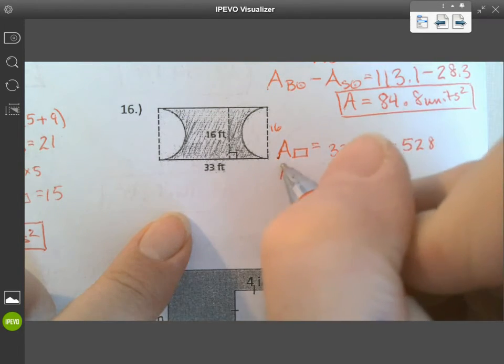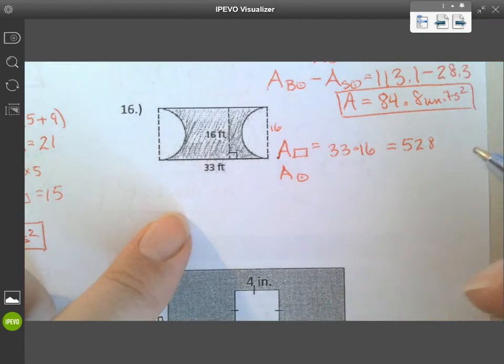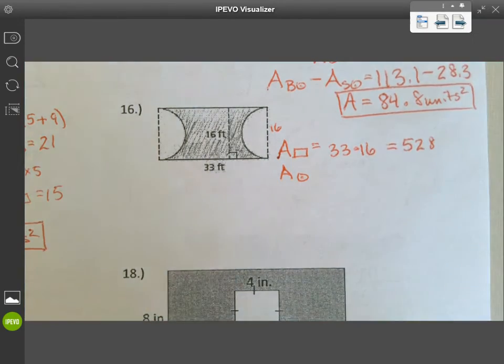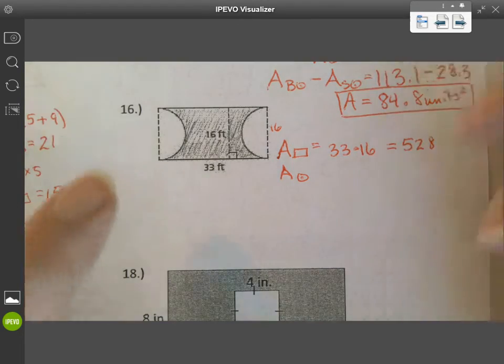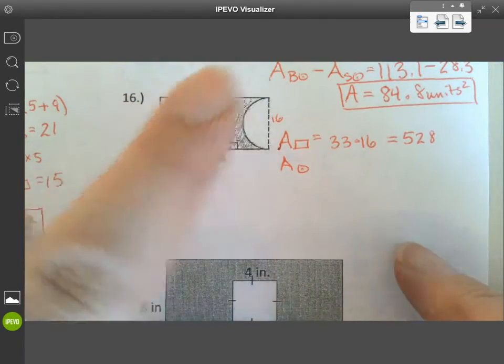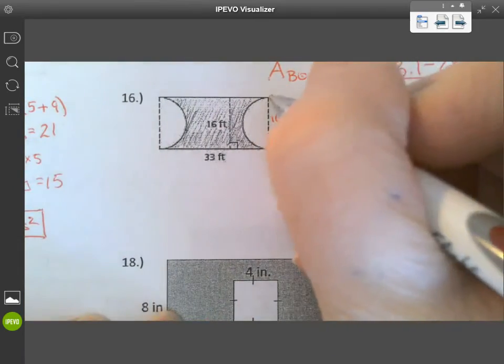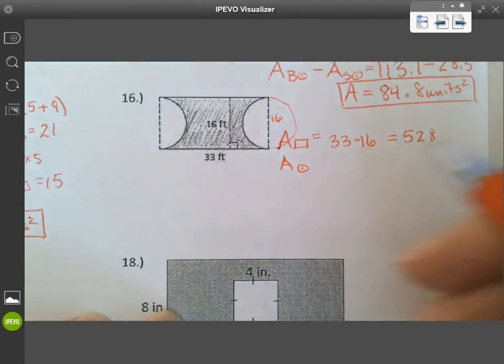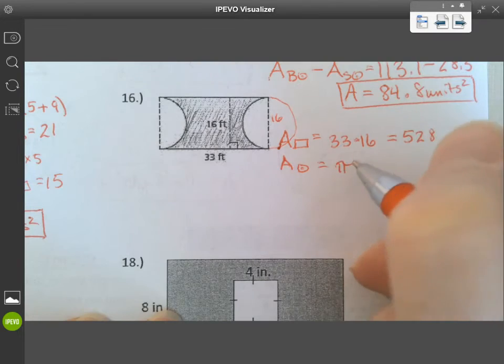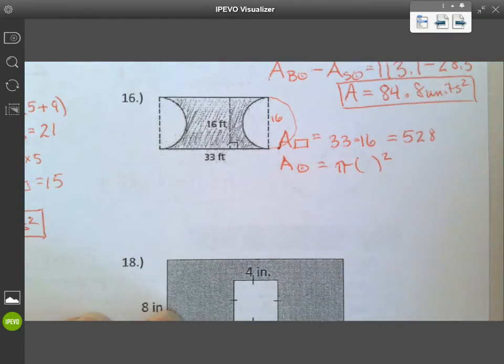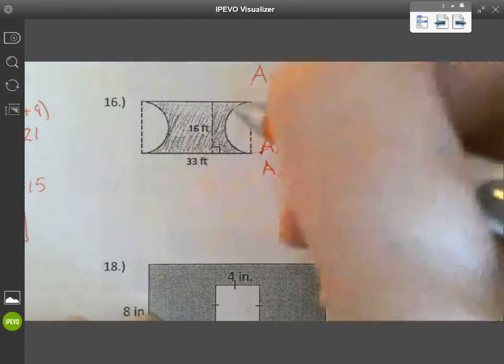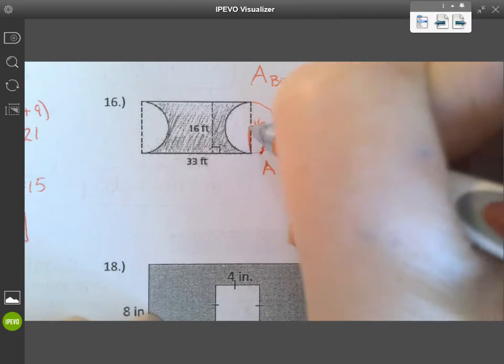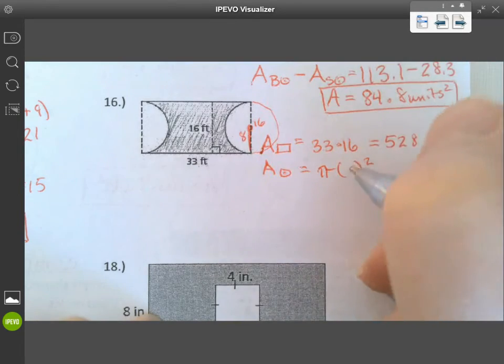Now, I'm going to put down here area of the circle. You guys get that it's really 2 half circles, right? But why find 2 half circles and add them together? If you can imagine picking this piece up and sliding it over here, we would have a full circle. Now, the area of a circle is pi times r squared. So what's my radius? It's not 16. What is it? It's 8. So be careful with that.